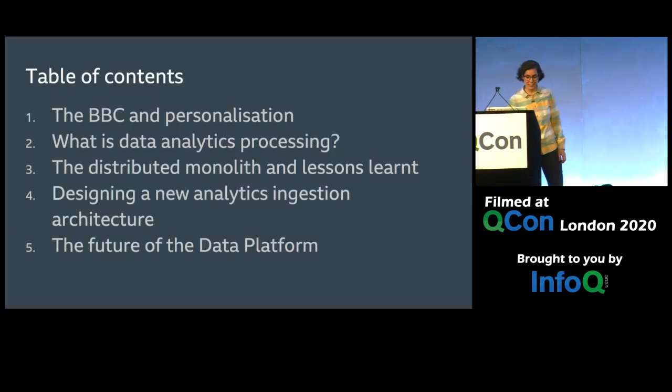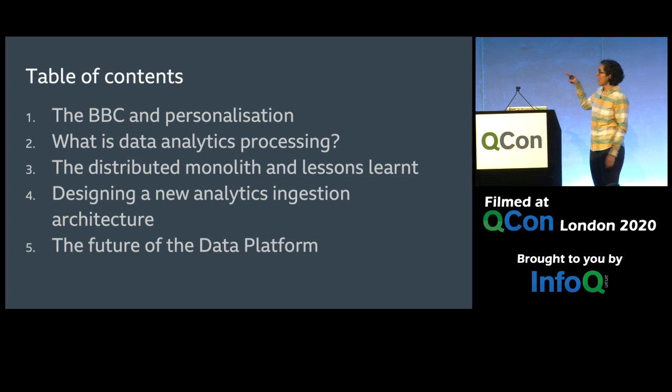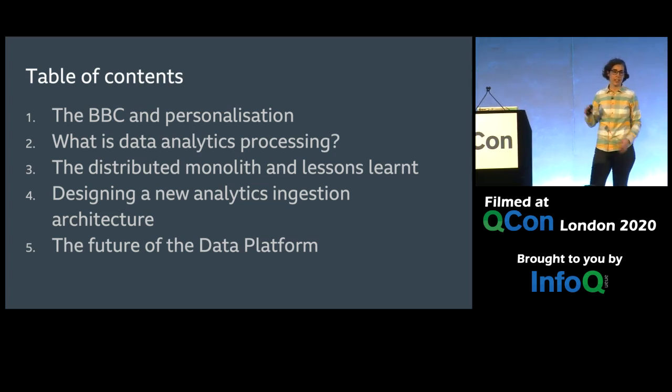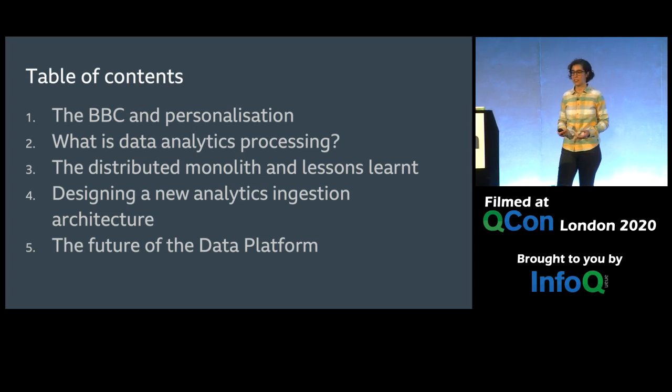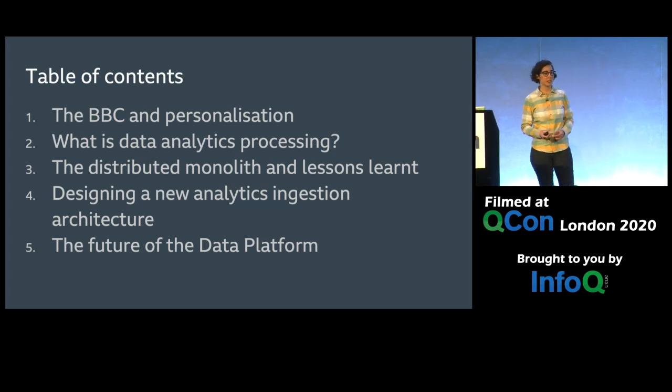So first things first, I'm going to introduce you to the BBC and what we do in the personalization space, so you get an idea of the context of the talk. Then next, I'm going to introduce the problem space that I work in, which is data analytics processing. After that, we'll dive into where we created the first version of this data analytics processing and the data platform at the BBC and how it ended up being a distributed monolith. So we'll go through the reasons why we called it a distributed monolith and what we learned.